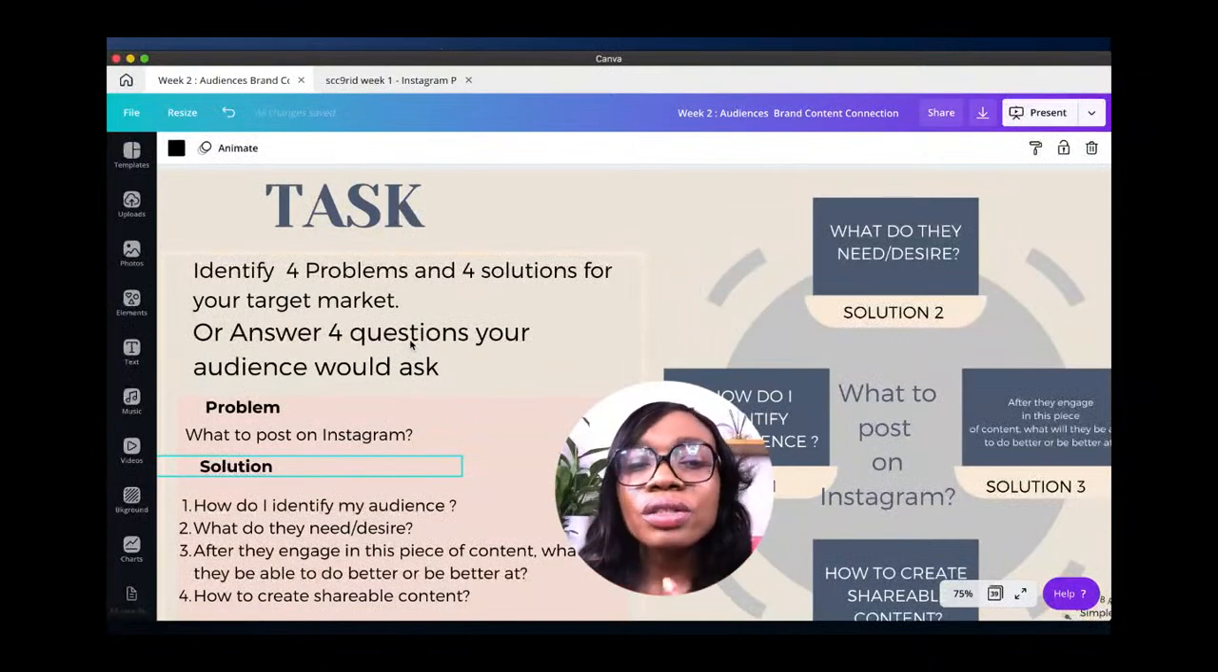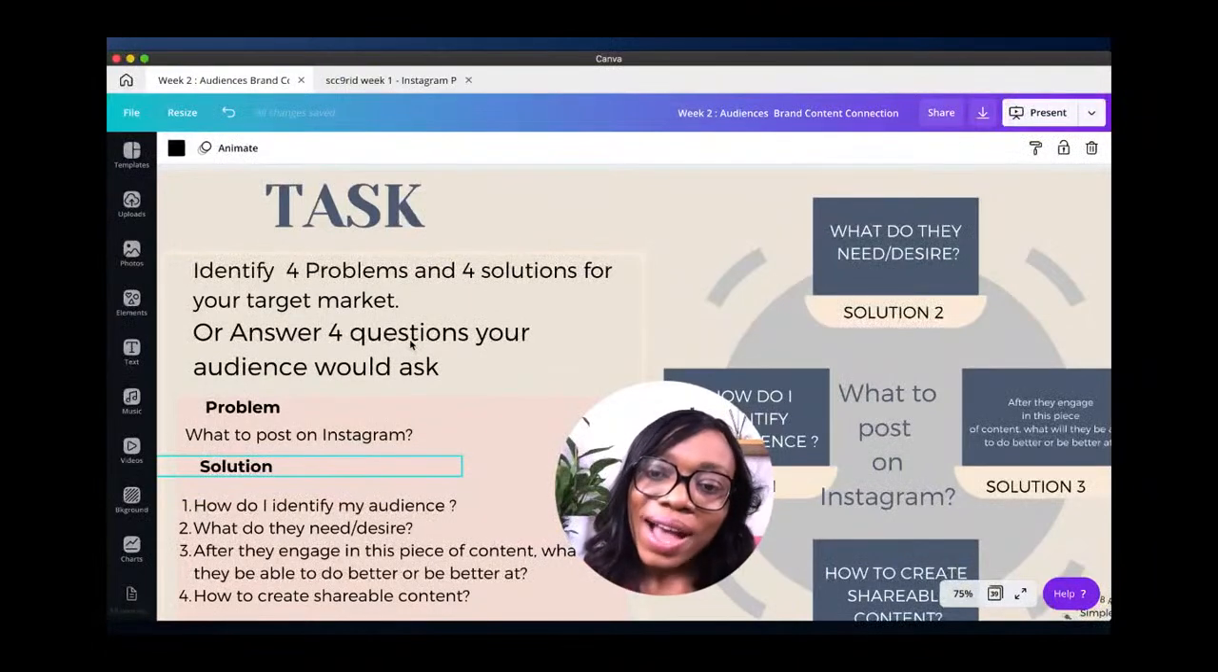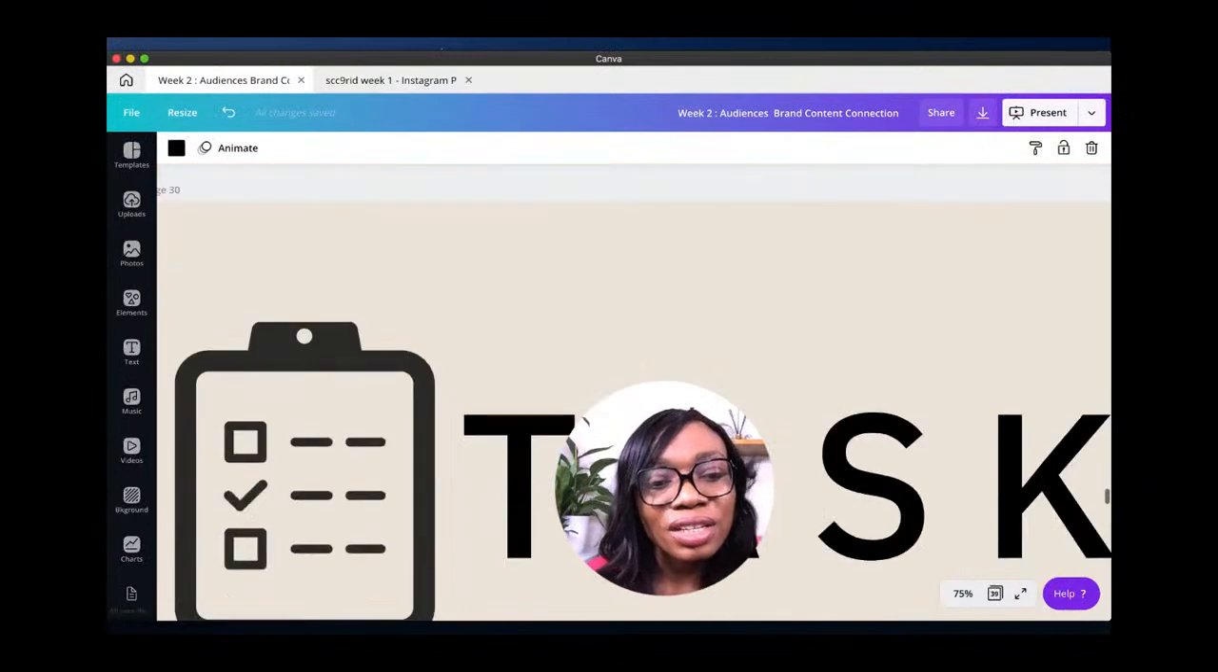Apart from solutions, you can answer questions that they will have. So it's about creating content that will provide solutions for them or answer questions that they could have about the content that they are creating.